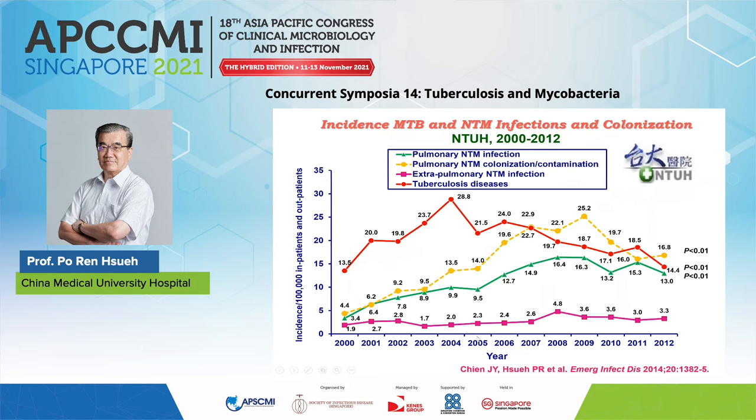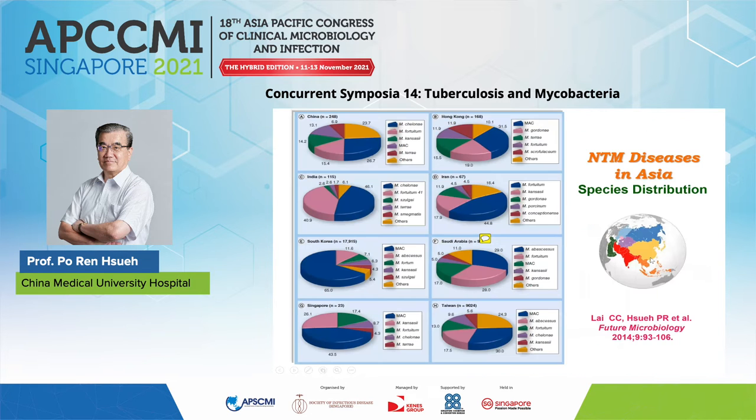So regarding the data from Taiwan, this data is from the National Taiwan University Hospital. We also see the increasing rate of non-tuberculous, NTM, pulmonary disease, and also the decreasing of tuberculosis disease. So this is a very common situation. And in recent years, after 2012, a similar situation could also be found in the National Taiwan University Hospital and other hospitals in Taiwan.